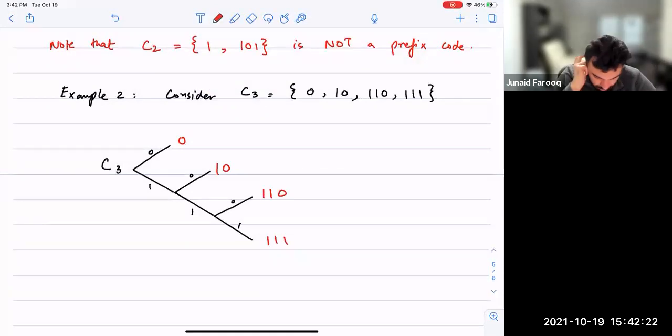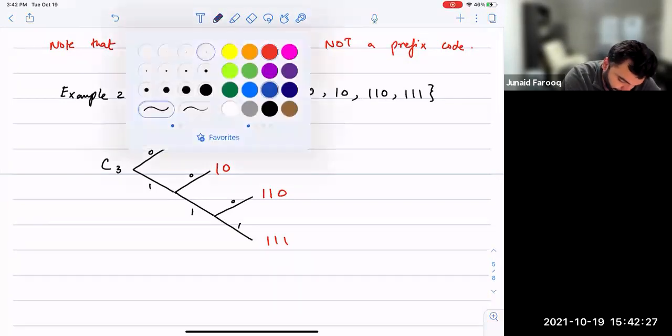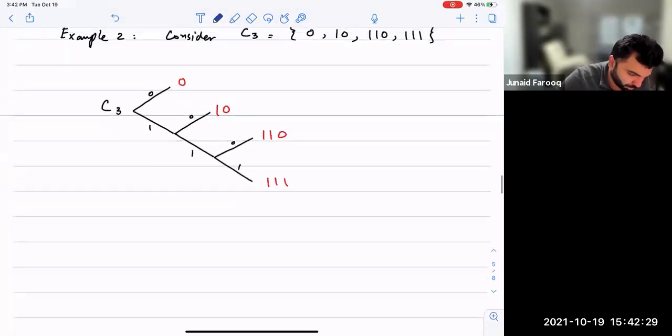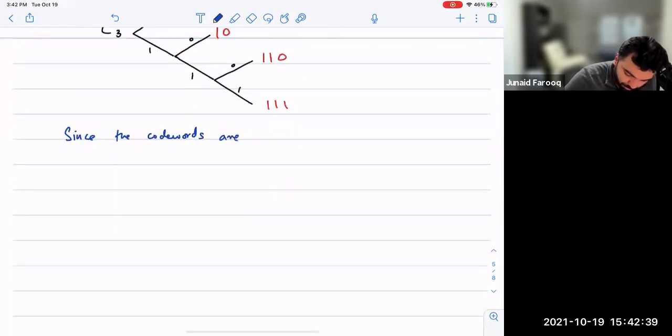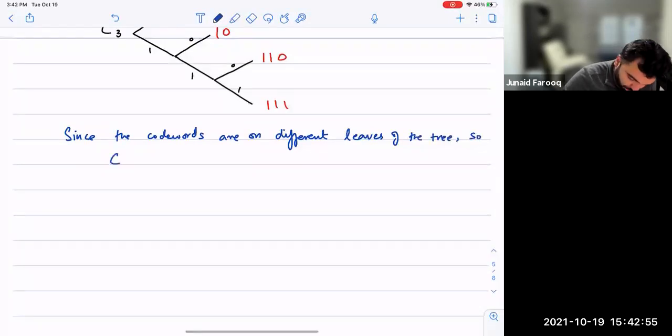Okay, so in this case, our code words are on different branches of the tree. So this code is really a prefix code. Well, since the code words are on different leaves, so C3 is a prefix code.